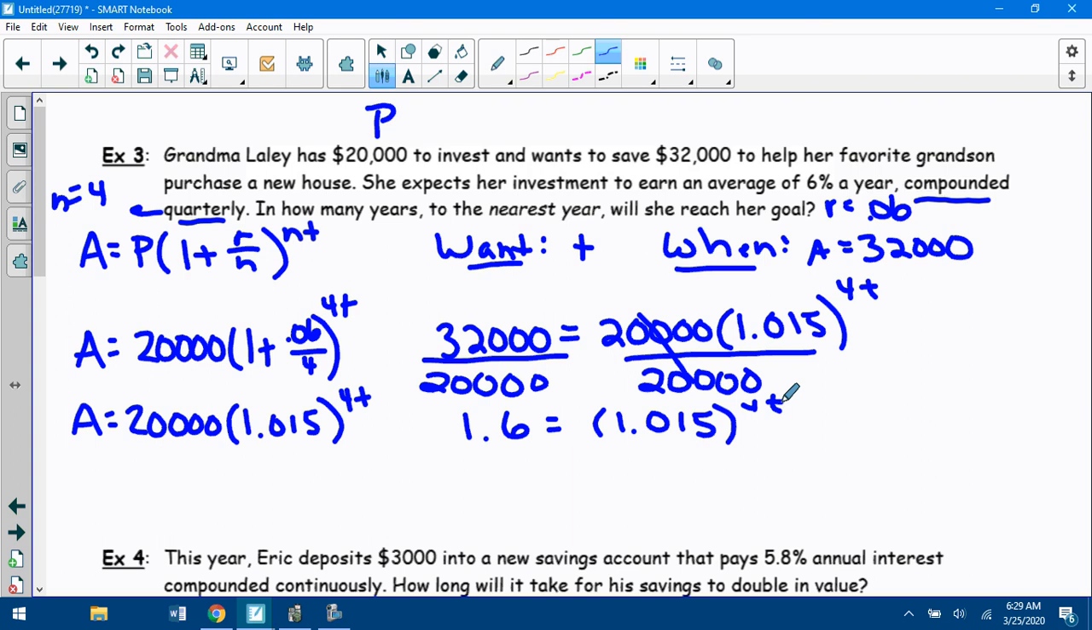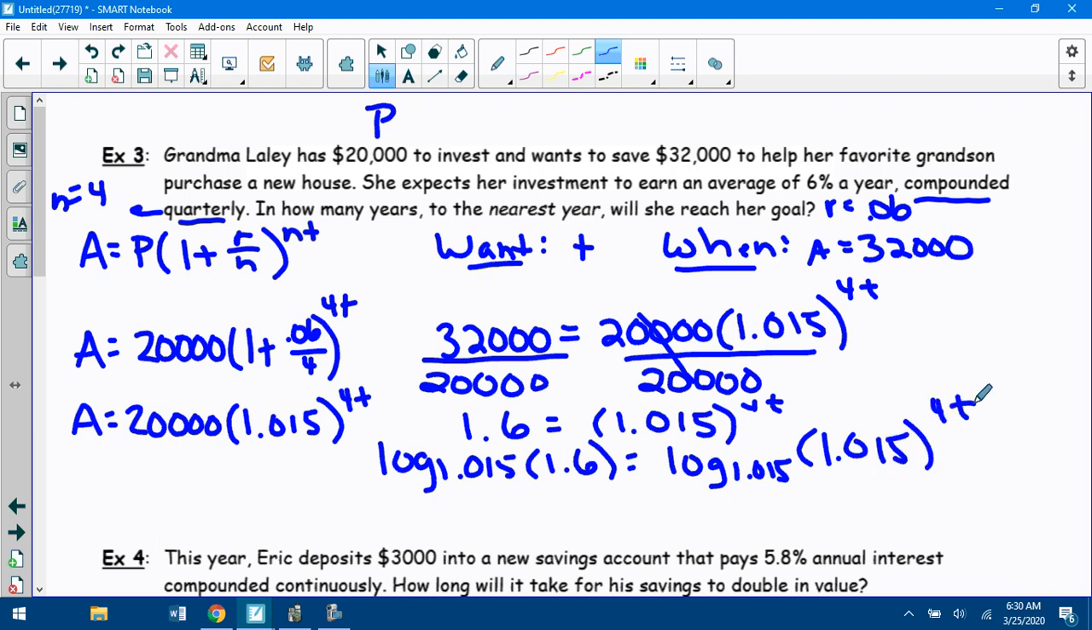Then what? This is your log step, whether you just want to take the log of both sides and bring the 4t out front, or if you want to do the log base. We'll do the log base this time. Log base 1.015 of 1.6 equals log base 1.015 of 1.015 to the 4t. We know those are going to cancel. I'm just going to leave this as log base 1.015 of 1.6 for now, because I know it's going to be an ugly number, equals 4t, because then what do I still have to do? I have to divide by 4.